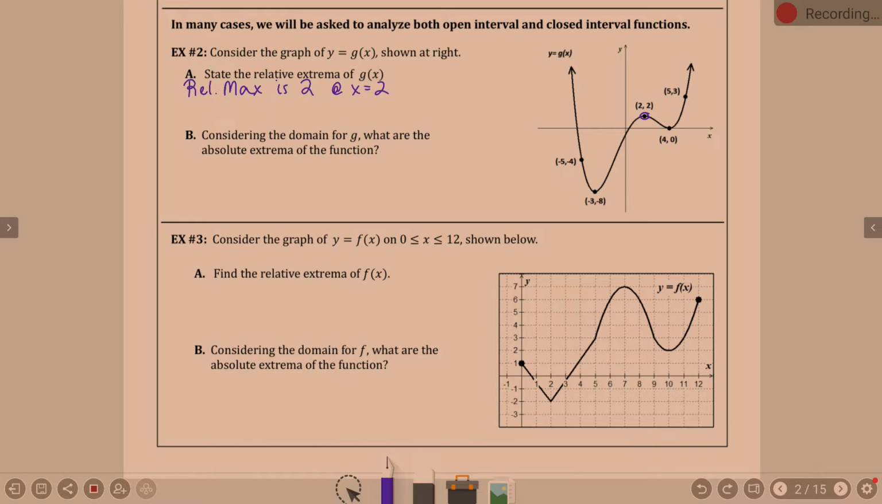Okay, what else? -3, -8. Okay, what about -3, -8? What do we want to call that? Absolute minimum? Okay.